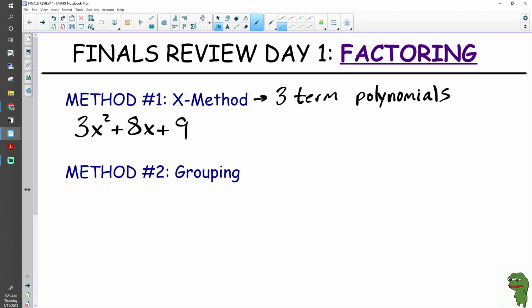These 3 things are our A, B, and C, which give us our X method. Remember, the X method is A times C on top, B on bottom, and you'll divide both sides by the A value. That's your X method. Okay? 3 terms is X method. So let's go take a look at that. Where do we write this? Oh, you don't have to write it. If you want to, you can. If not, I'm going to come back to this page.